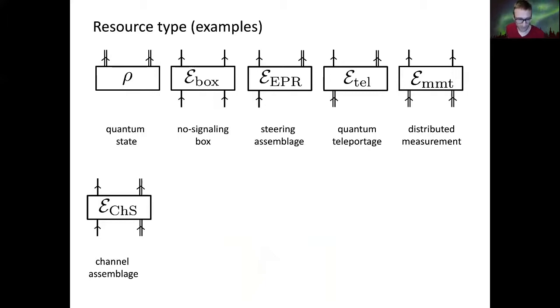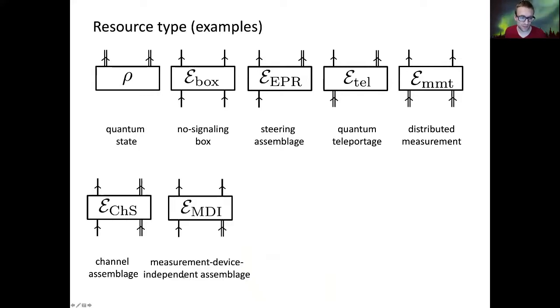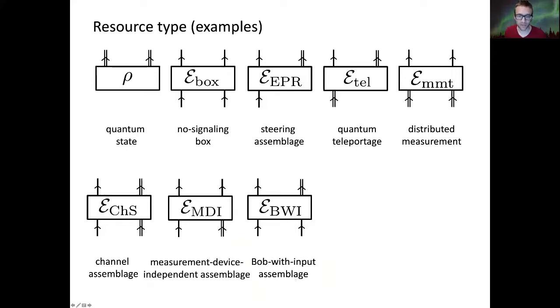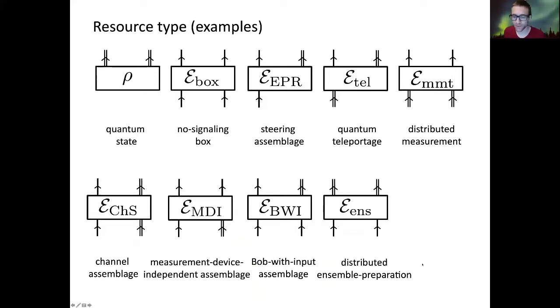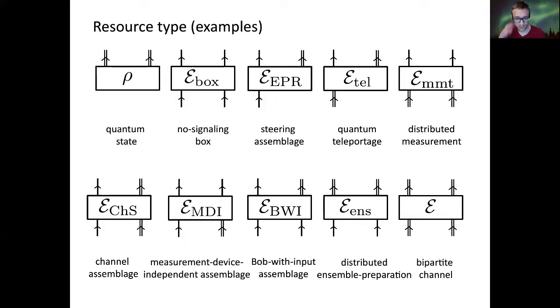And then there's a bunch of other types of resources which have been studied in the literature. I won't mention them in detail here, but there's channel assemblages, which is the generalization of steering to channels rather than states. There's measurement device independent assemblages. There's Bob with input assemblages. So these are also generalized forms of steering. There's distributed ensemble preparations. And then there's bipartite no signaling quantum channels. So all of these have been studied in the literature, and it raises the question, is this exhaustive? Are these the only types of non-classicality in a bipartite common cause scenario?